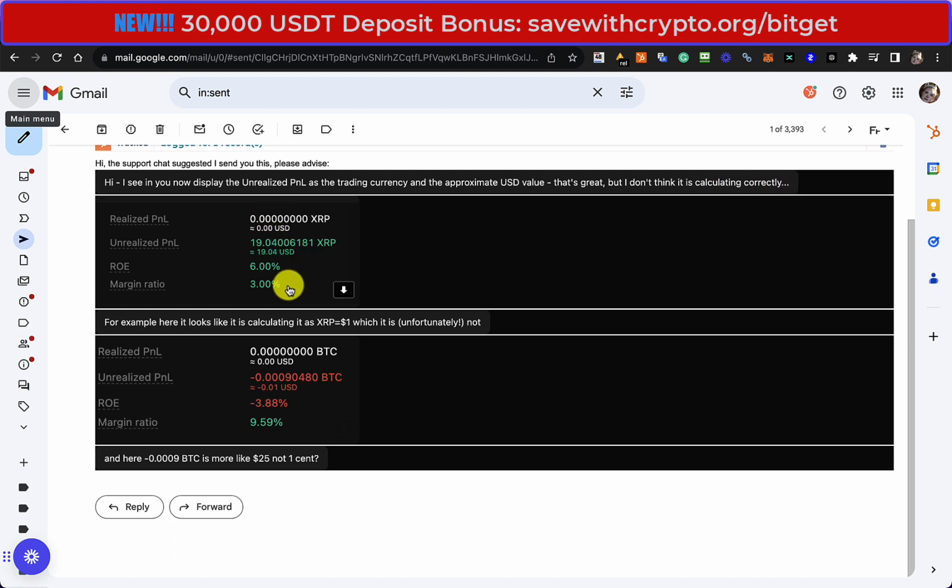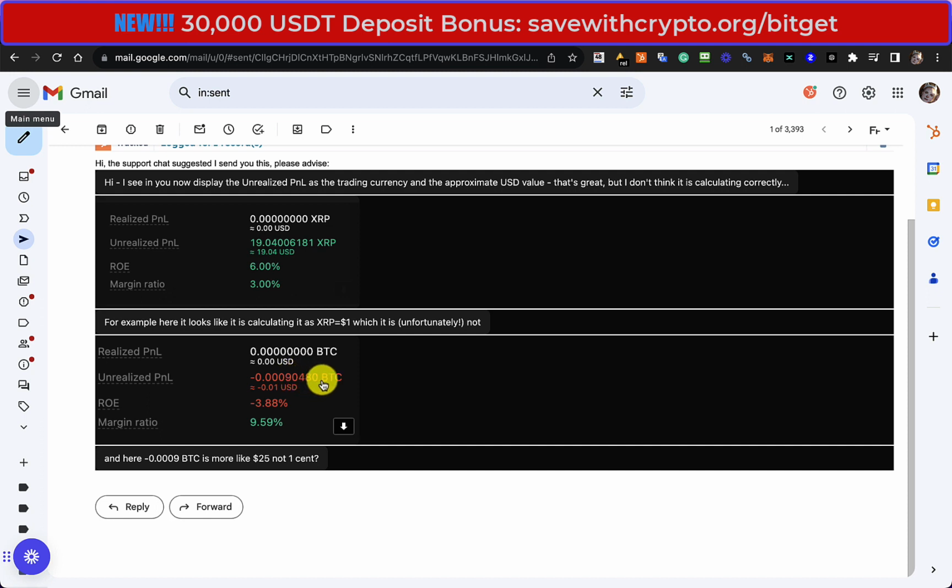This is my XRP example. This one was like $19.19 XRP. So I said here it looks like it's calculating it as XRP equals $1, which it's unfortunately not. And also I showed a BTC one here where it was calculating 0.0009 BTC as 1 cent.